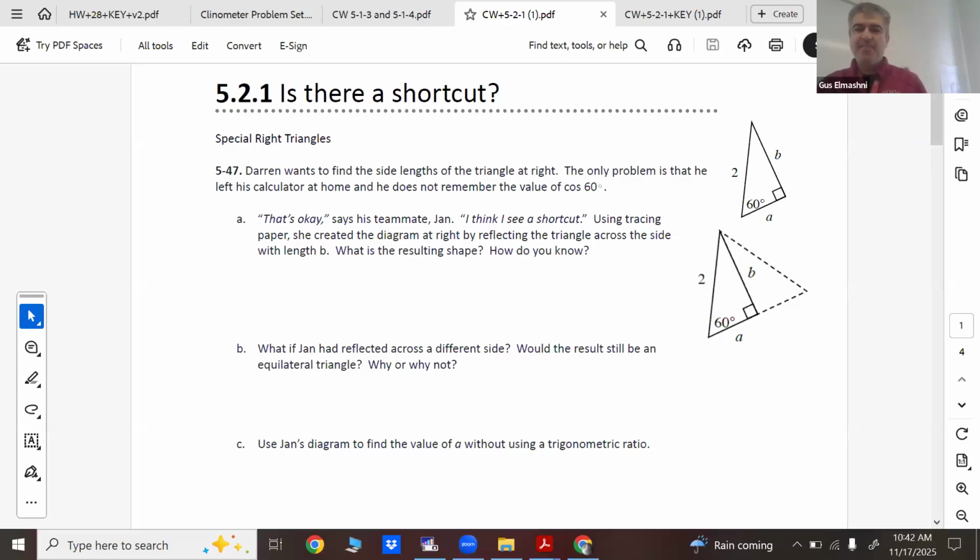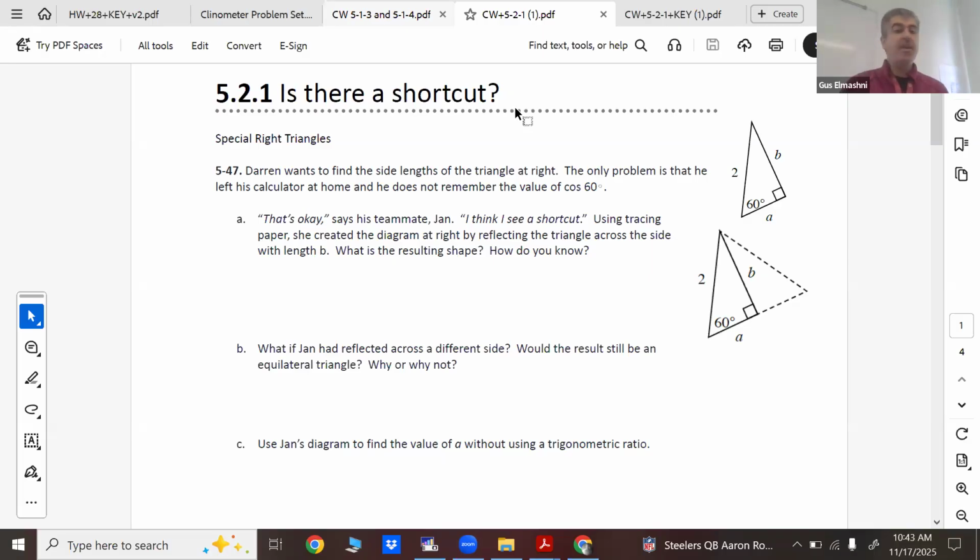Anyhow, 5.2.1. So move on to the next part of the notes. You want to flip a few pages. I'll read the beginning part and have you do some work. Darren wants to find the side lengths of the triangle at the right. The only problem is that he left his calculator at home, so he does not remember the value of cosine 60. That's okay, says his teammate, I think I see a shortcut. Using tracing paper, create the diagram at the right, reflecting the triangle. Awesome. Okay.